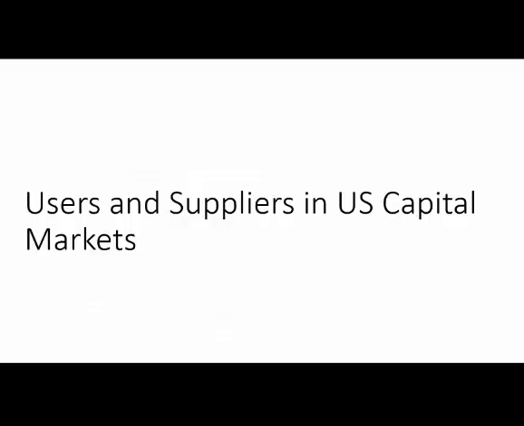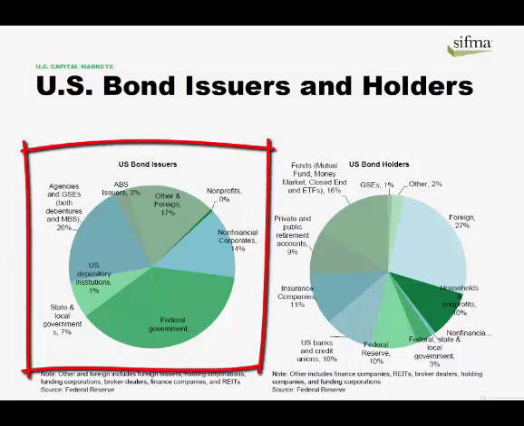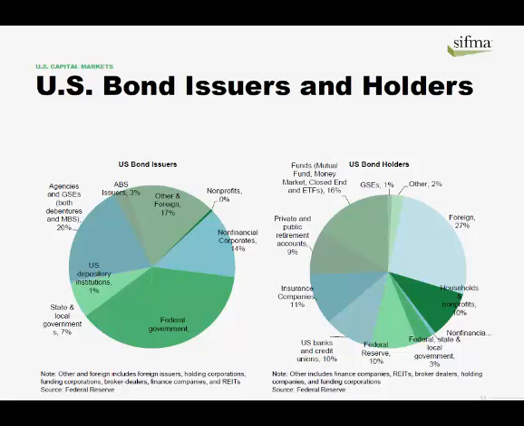Now let's look at users and suppliers in U.S. capital markets. This slide presents a snapshot of users and suppliers of capital in the U.S. bond market. So on the left-hand pie graph, we see U.S. bond issuers. So these are users of capital. And the biggest slice is the dark green slice, the federal government. But we also see agencies and government-sponsored entities. And then we could add in state and local governments as well. So a really big proportion is government. Non-financial corporations only constitute 14% of U.S. bond market issuers.